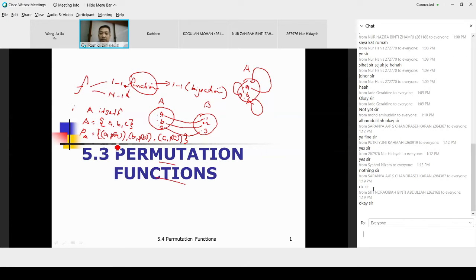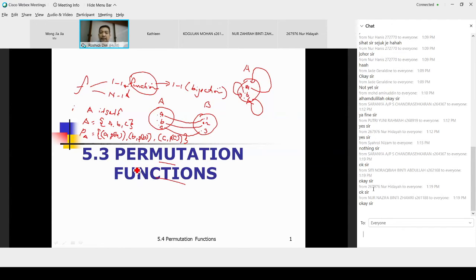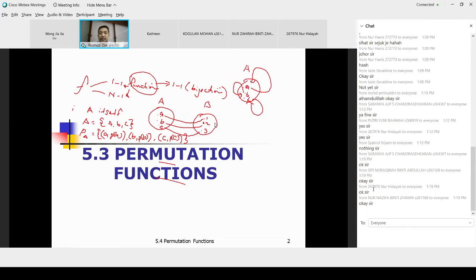Okay, good. Now we move to the formal definition of permutation function. In formal definition, we discuss a bijection from set A to itself. A bijection from set A to itself, we call a permutation of A. Bijection means a one-to-one function. So it maps to A itself, just like this idea. A maps to A, B maps to B, C maps to C.